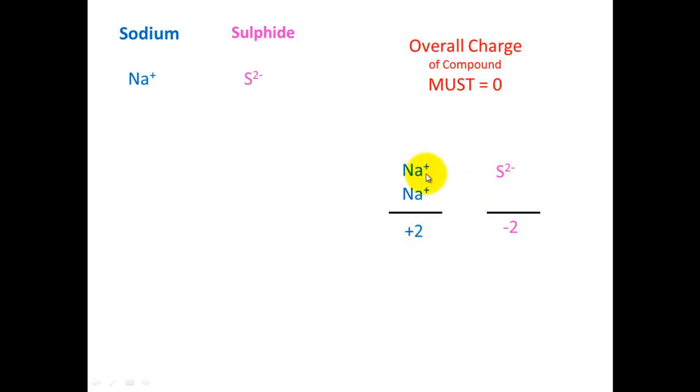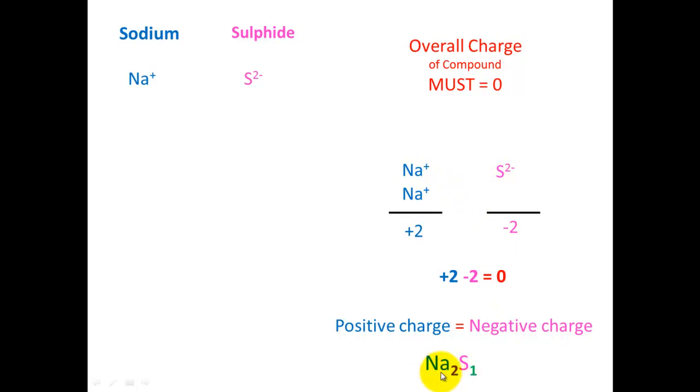So I've got 1, 2 positives, 2 negatives. These balance each other out, so I get an overall charge of 0. My positive charge equals my negative charge, so I require 2 sodiums and 1 sulphide. And that's exactly what I've got here: 2 sodium, 1 sulphide. Let's have a look at using the crossover method.